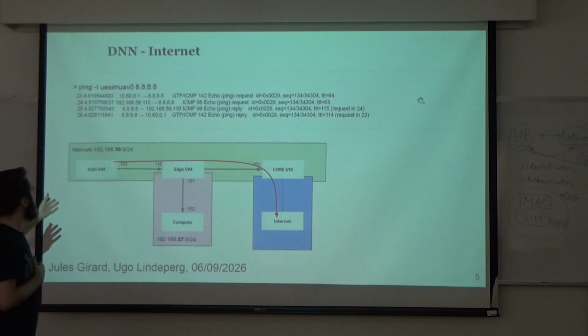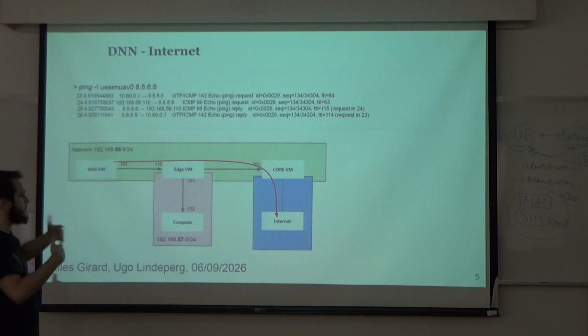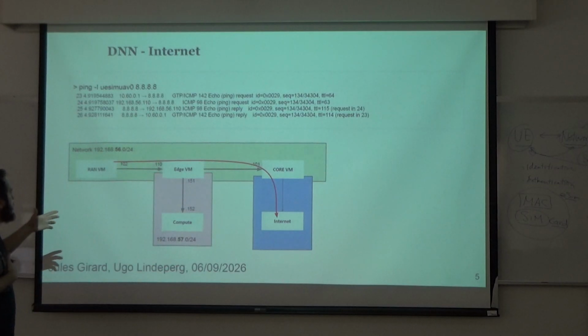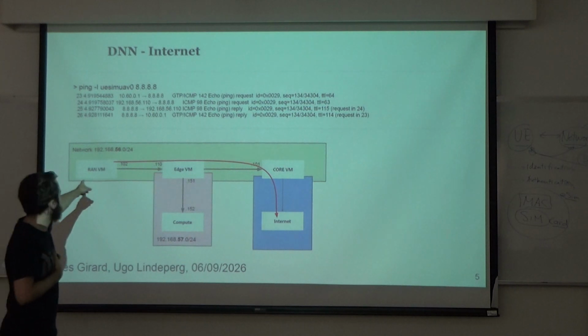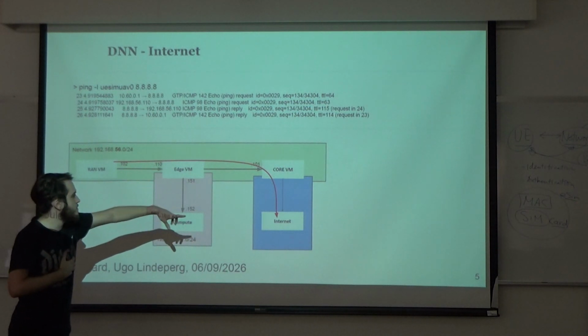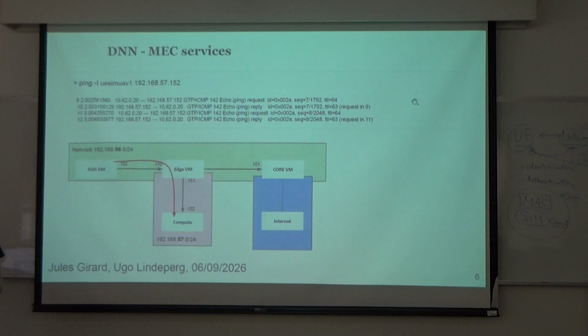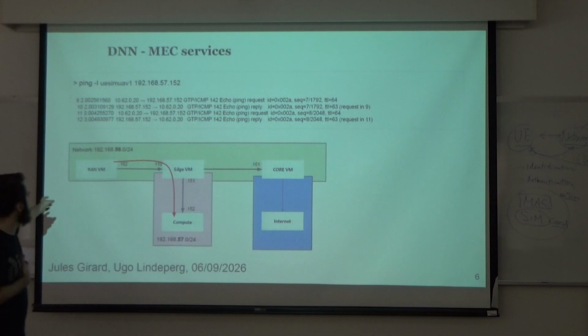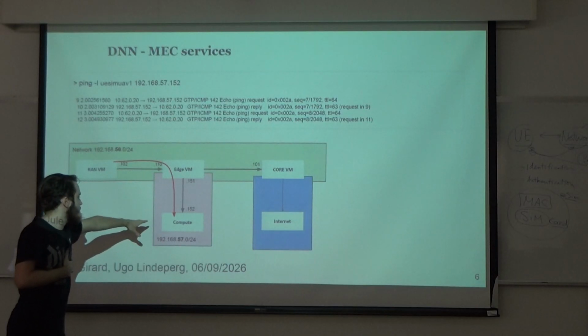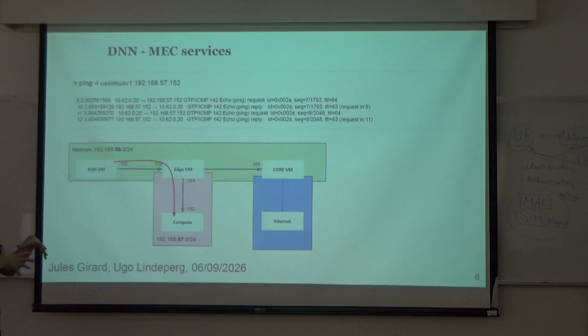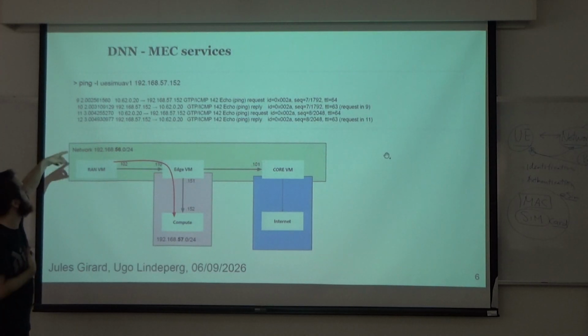So there you can see what the software does when we ping with the drones. It goes like this: UE VM to Edge VM to core VM to internet. So you can see there the ping for internet. And after this, there is the case of the sensor. You can see it only goes to the compute server and stays on the farm. It will not go on the internet.